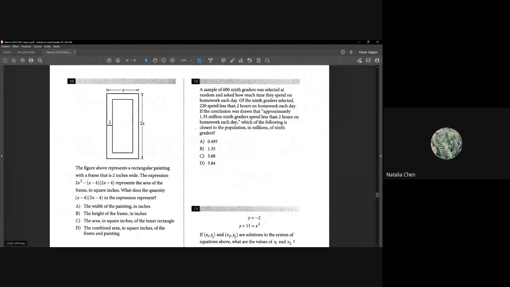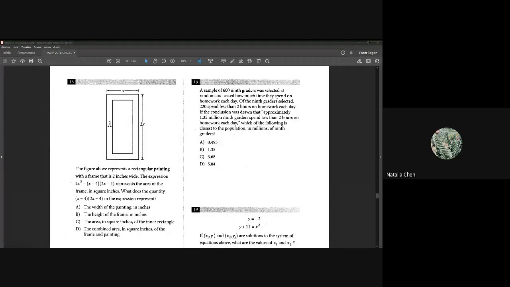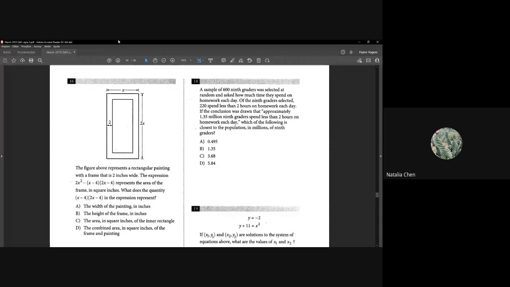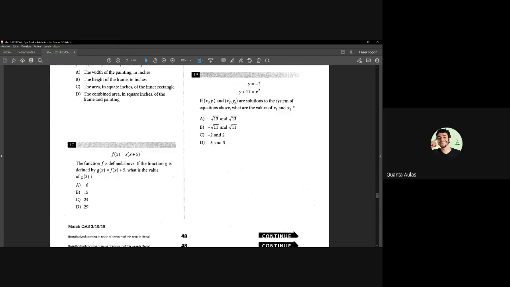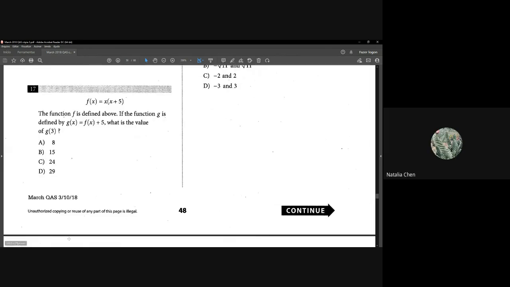The figure above represents a rectangular painting with a frame that is 2 inches wide. The expression 2x represents the area of the frame in square inches. What does the quantity 2x minus 4 represent in the expression? Say, the area in square inches of the inner rectangle. Sim, o interno, né?